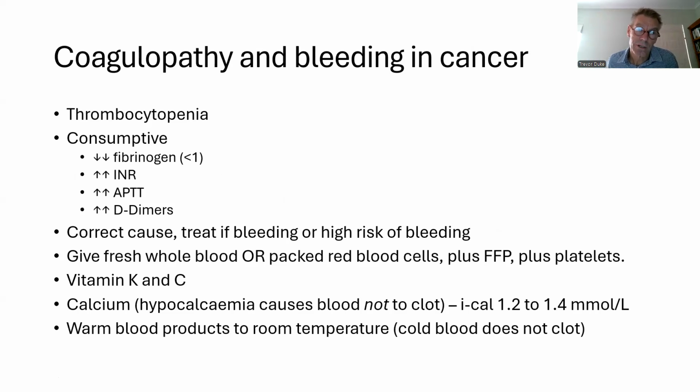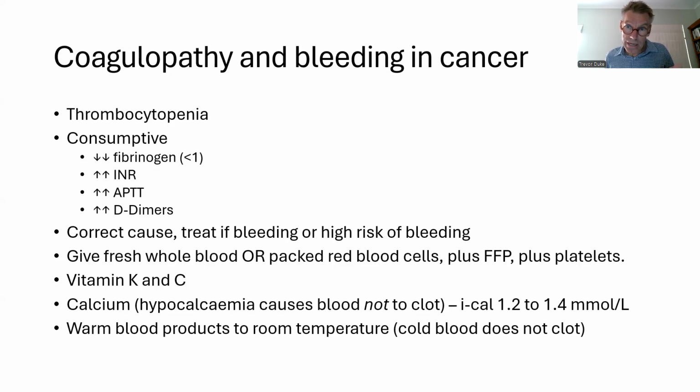So the causes of coagulopathy and bleeding in cancer: firstly, the platelet count being low, and secondly, a consumptive coagulopathy. Again, these patients often consume all their clotting factors, and so, for example, their fibrinogen level will be very low. And that's important. If you don't have fibrinogen, then the other clotting factors can't work.